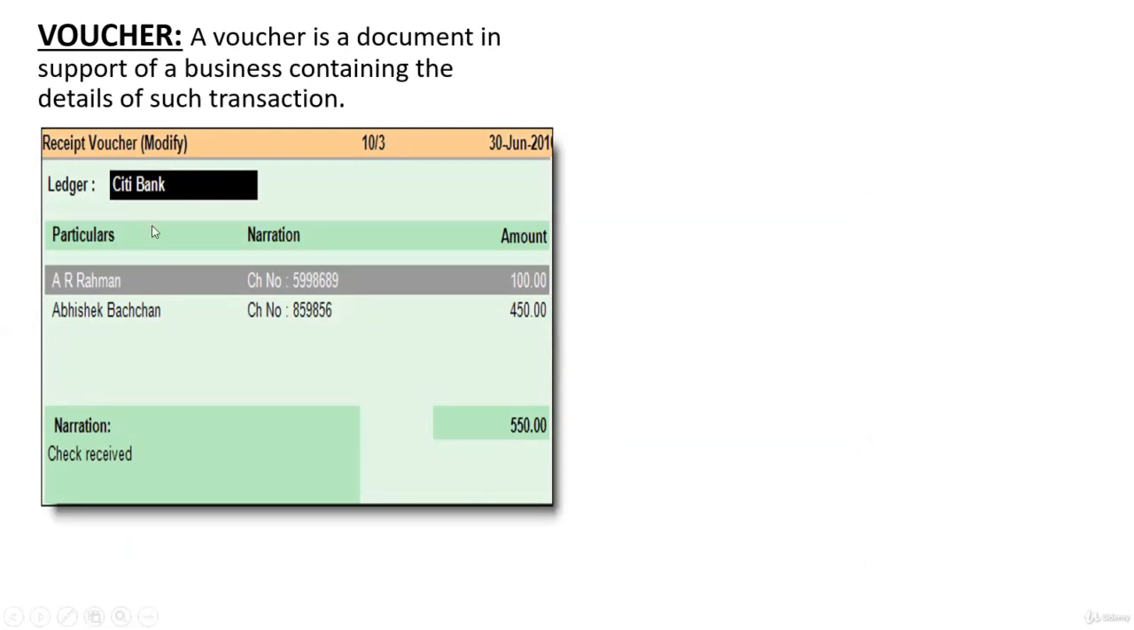So here it is, the receipt voucher in which I am taking Citibank as my ledger and we are providing the name of the supplier, A.R. Rahman, and providing the check number in narration and stating the amount. So this is my voucher in which I am giving the details of such transaction.